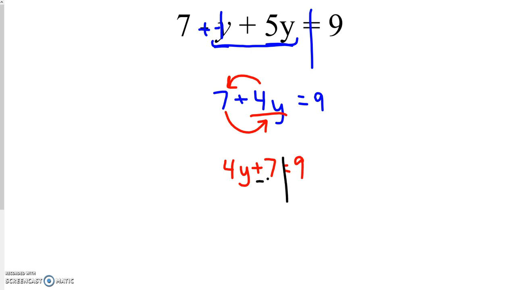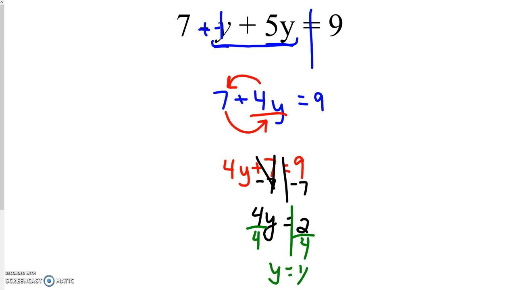Undo addition and subtraction. Undo multiplication and division. I'm going to divide by 4. I know 2 divided by 4 is a half, or 0.5.